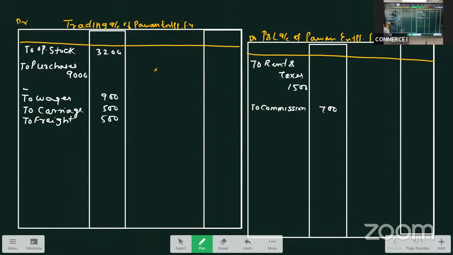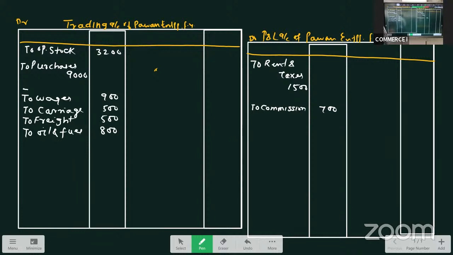Then oil and fuel. It is an expense related to the factory. Oil, fuel, coal, gas, water, all these are expenses incurred in a factory. As I told you, expenses incurred in a factory are taken to the trading account. Then we have motor van. Motor van is an asset. It will go to the balance sheet. Then we have patents. Patents again are an asset, an intangible asset.